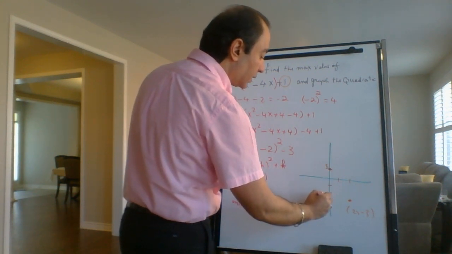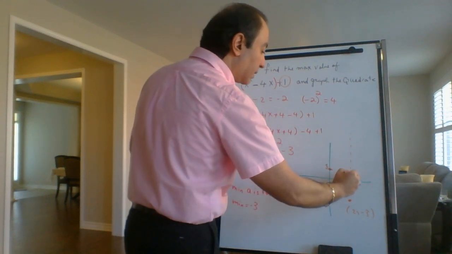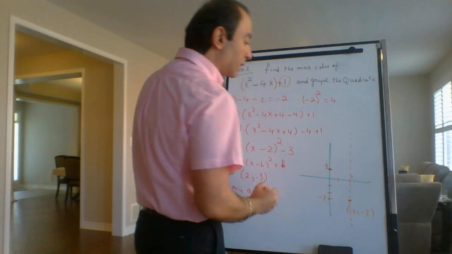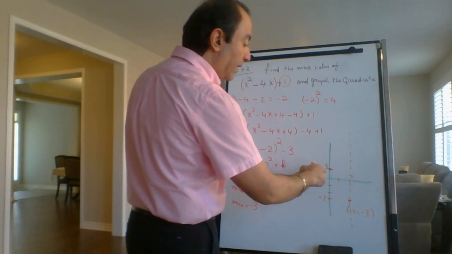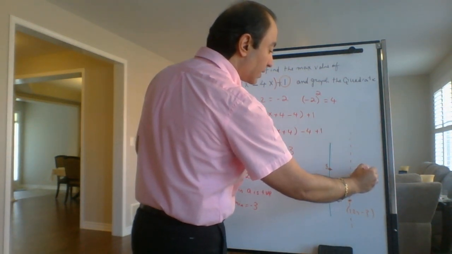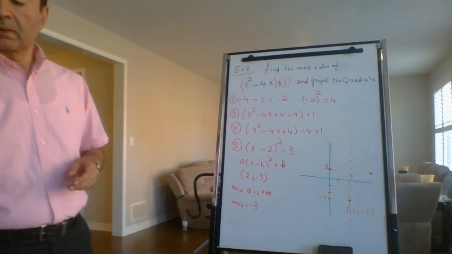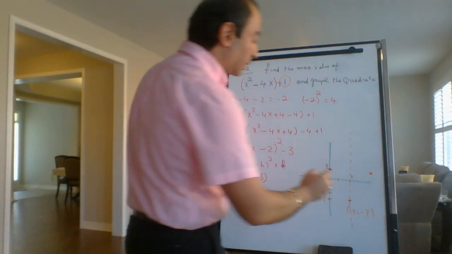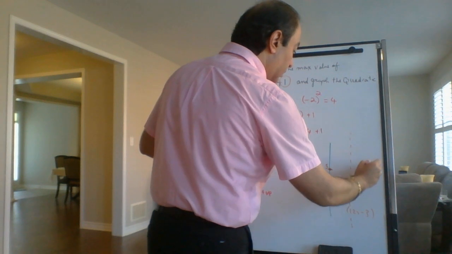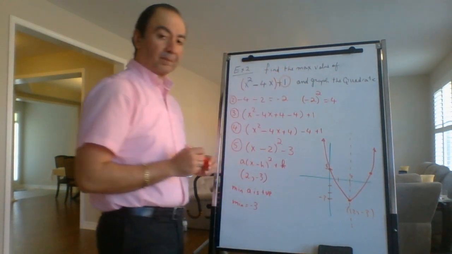This is -3 and this is 2. Okay, I know that the axis of symmetry passes through the vertex. So if I have a point at (0, 1), I will have a point at (4, 1), because they must have the same distance because of the symmetry. Right? Now I can sketch the graph.